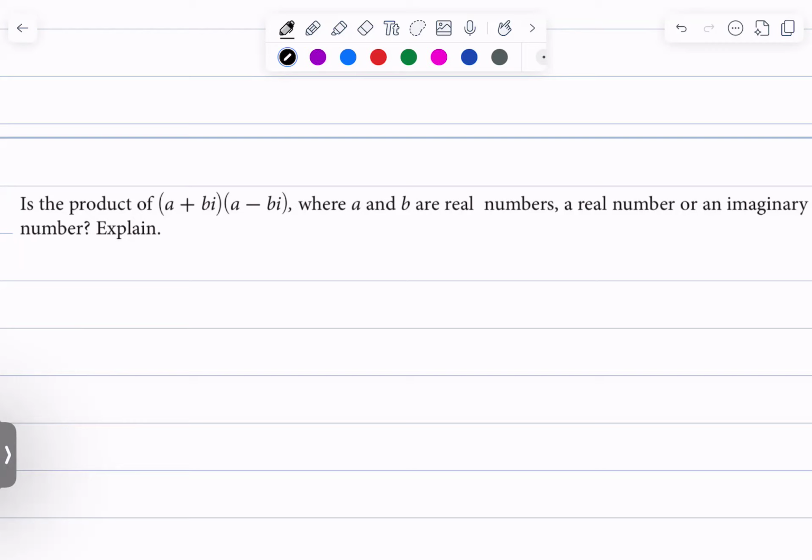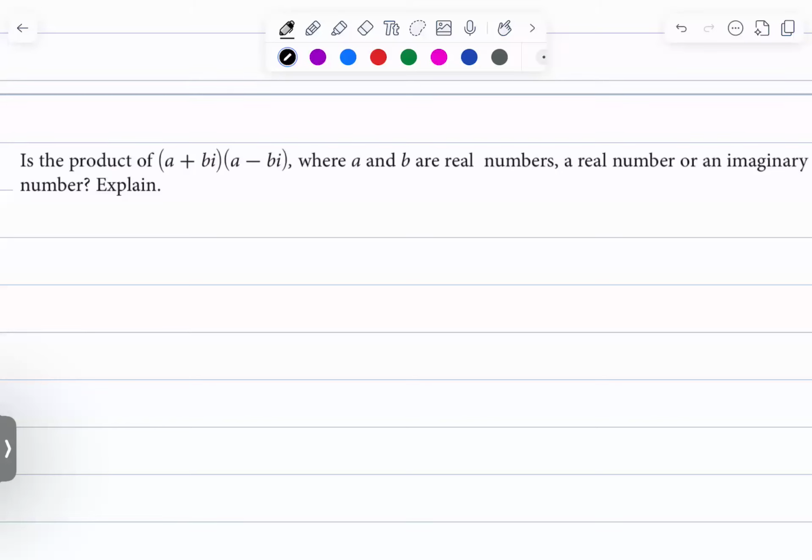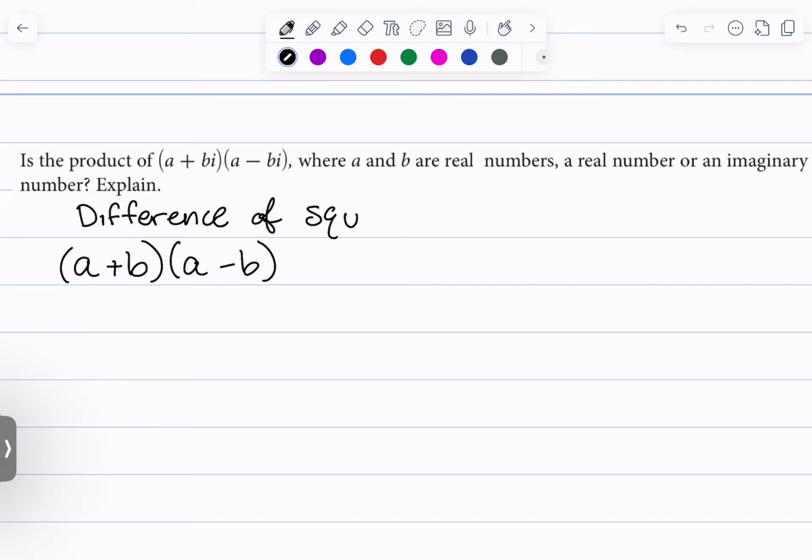Okay. Do we all remember this form? If it's a plus b times a minus b, this is called the difference of squares. That breaks out to be, if I multiply this out, I'll be left with a squared minus b squared. Okay, because that middle term of ab, they would cancel out.